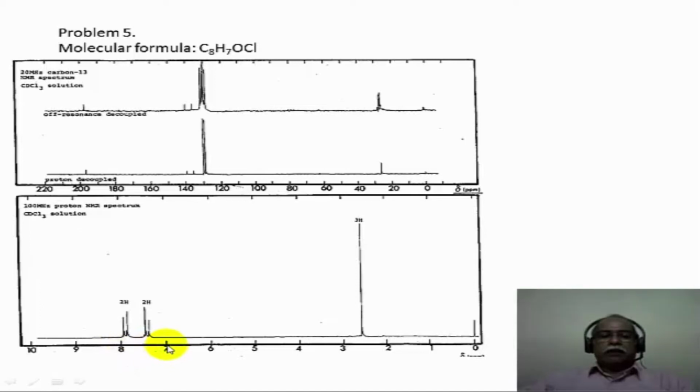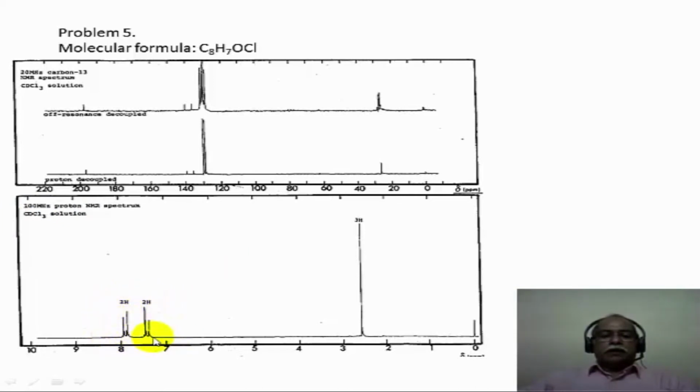So if you take this spectrum, have a look at the spectrum in this region. This is a typical aromatic region between 7 and 8 ppm in the proton NMR spectrum. You can tell here that this is a 100 megahertz proton NMR spectrum recorded in a chloroform solution, which is a deuterated chloroform solution. Now the deuterated solvent is used for recording the NMR.